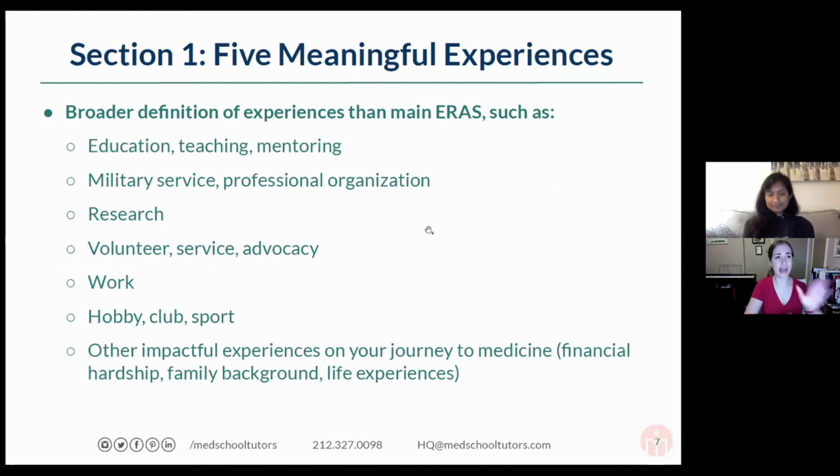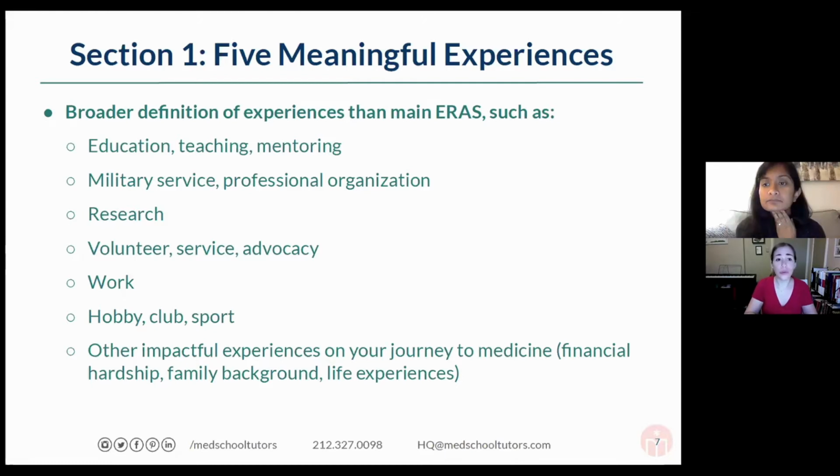Okay, so actually getting into what is this application? There are 3 main sections, so we're going to go through each one in a lot of detail. The first one is describing 5 meaningful experiences. It's a little bit confusing because I know you are filling out all of your experiences in the main ERAS application. This has a bit of a broader definition.